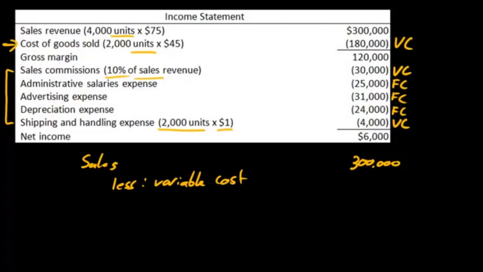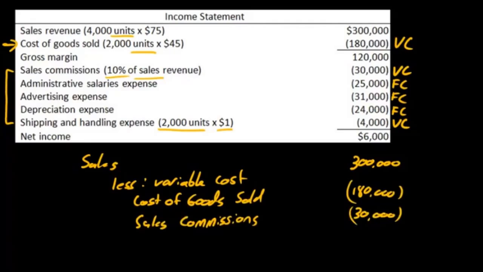Okay, the last one's shipping and handling expense. It's 2,000 units at $1 a unit. So for every unit, we increase shipping and handling expense by $1. So this is a variable cost. So now we classify these costs as we've seen to make our income statement. So we're going to have less variable costs. The first one is the cost of goods sold, which is CGS, and that is $180,000. The second variable cost is the sales commission, and those are $30,000. And then our final variable cost is the shipping and handling expense, and that is $4,000. So that's all of our variable cost there.